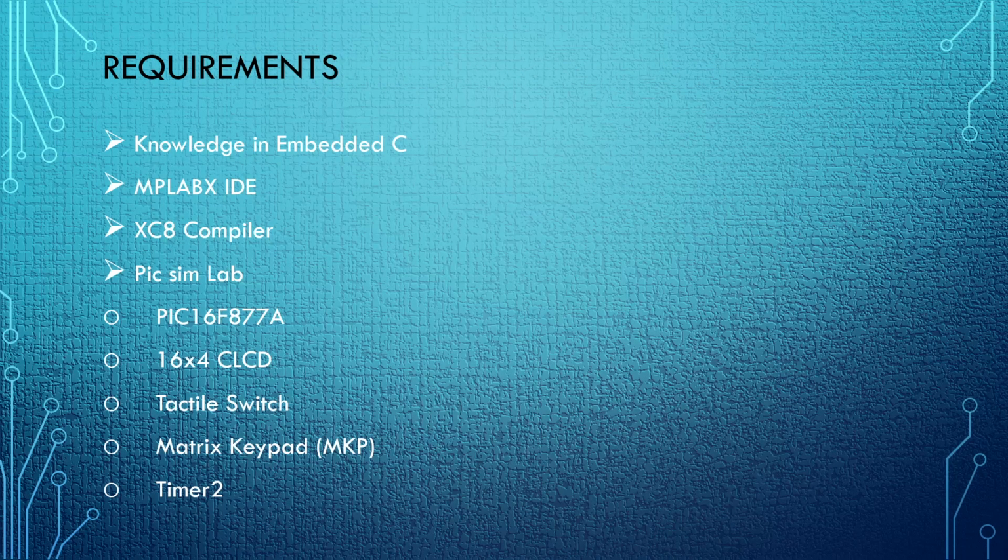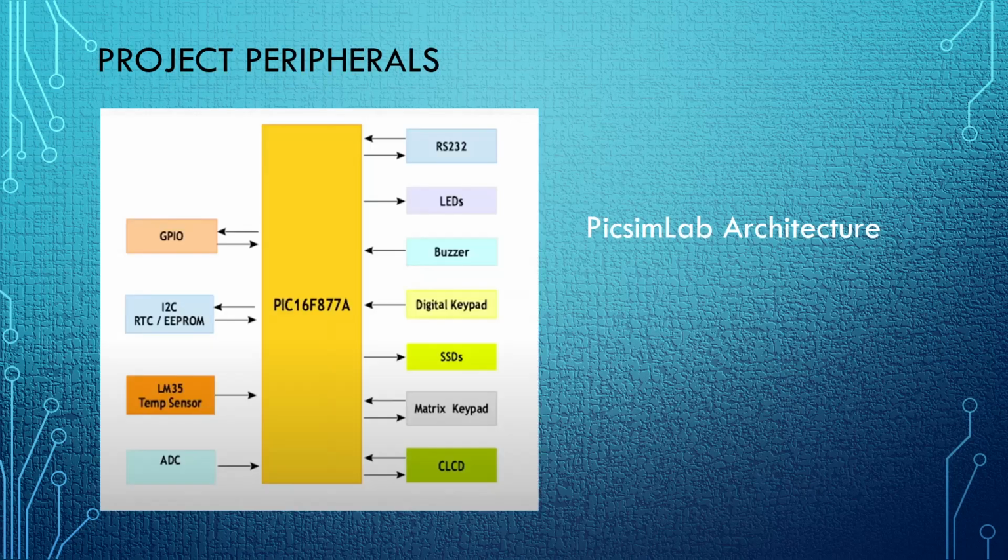Hi, I am Manoj Kumar. The remaining things I will continue. Requirements: knowledge in embedded C, MPLAB X IDE, XC8 compiler, PICSIMLAB. The PICSIMLAB architecture has LED, buzzer, digital keypad, CLCD, GPIO meaning general purpose input output, and temperature sensor, analog to digital converter. These are the PICSIMLAB architecture.